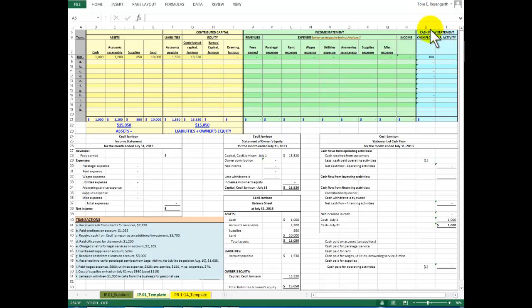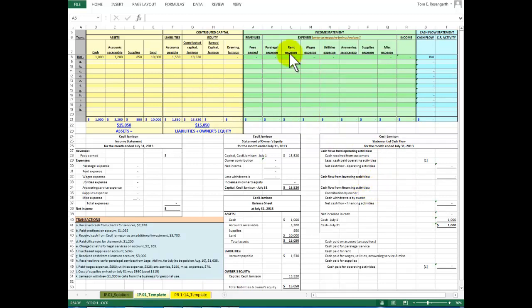The third area is the cash flow statement. Anytime cash would increase or decrease, the cash flow statement categorizes those cash flows in terms of operating activities, investing activities, and financing activities. We can see that in the cash flow statement below.